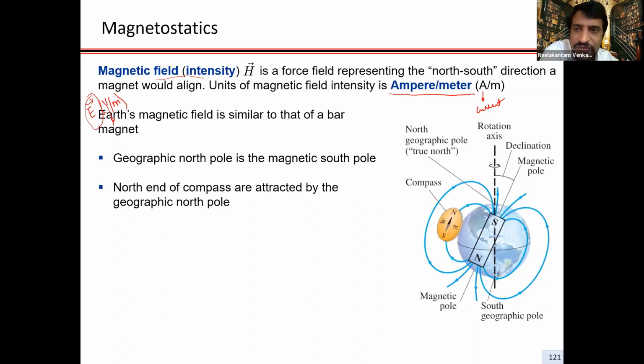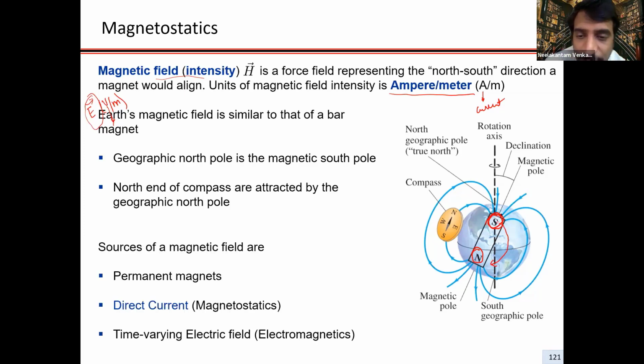Now, one interesting fact is Earth itself is a big magnet. The magnetic south pole of the Earth is in the geographic North Pole, and the magnetic North Pole of the Earth is in the geographic South Pole. So the polarity is flipped, and that's why the magnet inside the compass has a North Pole and a South Pole. The North Pole shows the geographic North Pole because it is attracted to the magnetic South Pole.